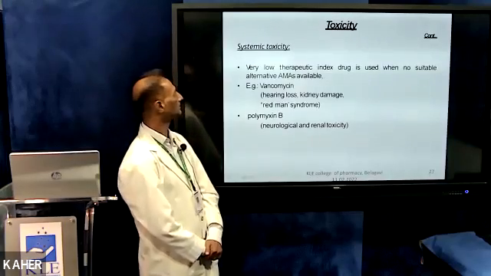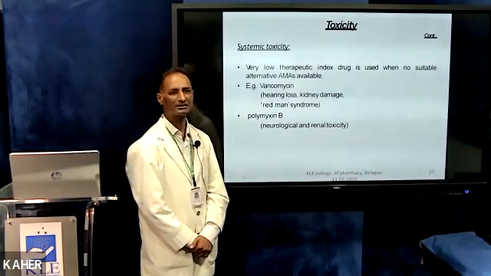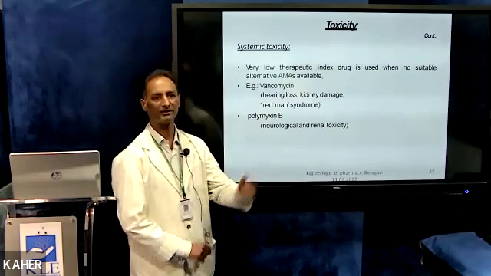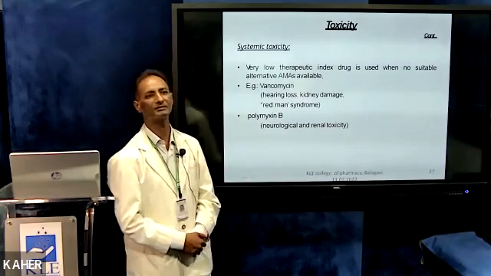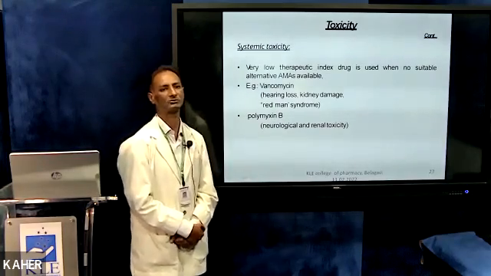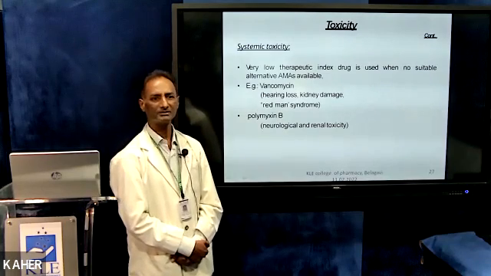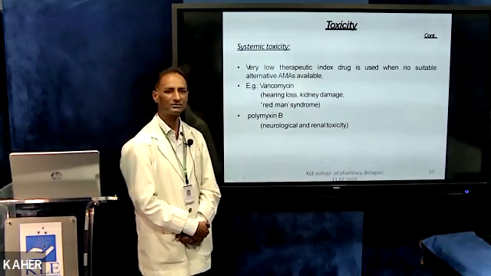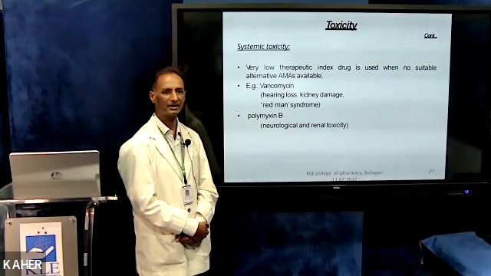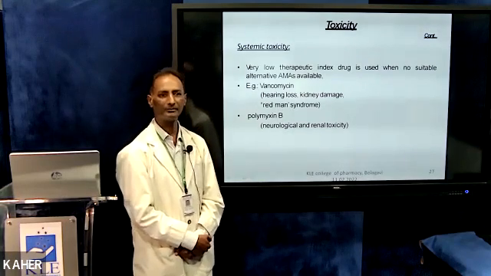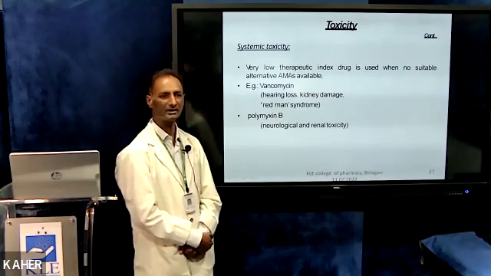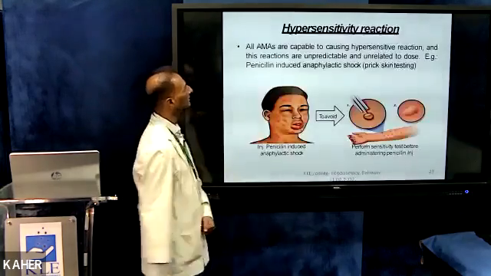So in this way, these are the main systemic toxicities the drugs possess. Some other systemic toxicity, especially INH and antituberculosis drugs, also cause hepatic and other toxicity. Now coming towards others like vancomycin, it will cause hearing loss, kidney damage, and red man syndrome. Polymyxin causes neurological and renal toxicity.